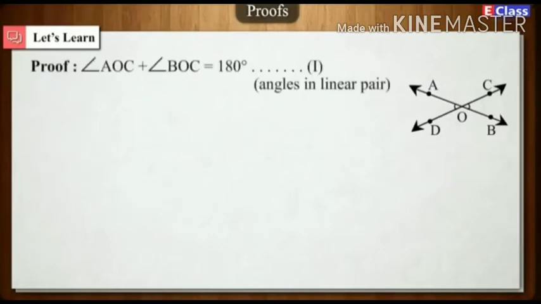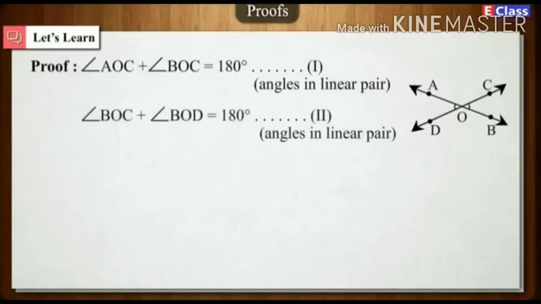Proof: angle AOC plus angle BOC is equal to 180 degrees, by angles in linear pair. Let us mark this as statement 1. Angle BOC plus angle BOD is equal to 180 degrees, by angles in linear pair. Let us mark this as statement 2.